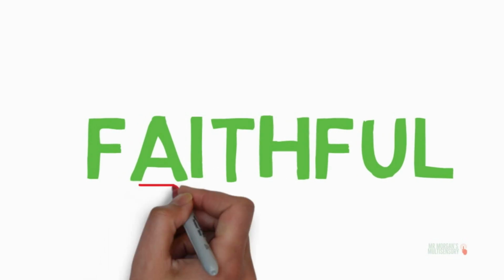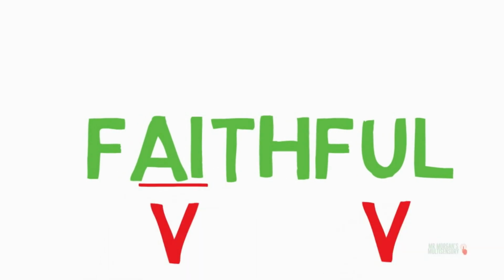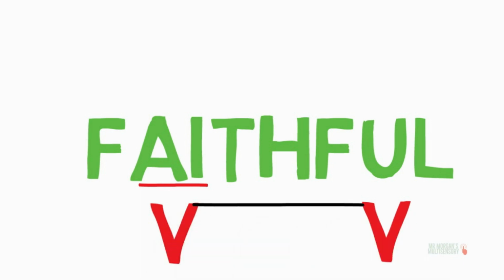Next up is the word faithful. Once again, we begin by labeling the first 2 vowels. Here again we see A and I together. We underline these and treat them as a single vowel sound. Then draw the bridge to connect the vowels.